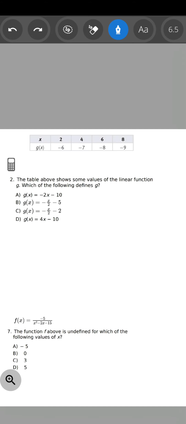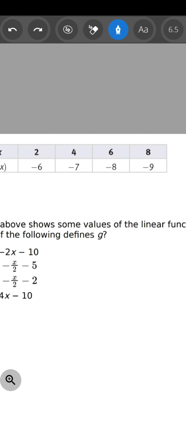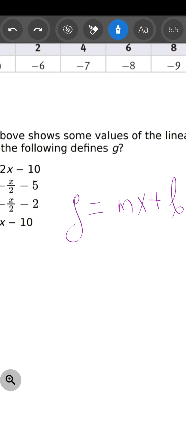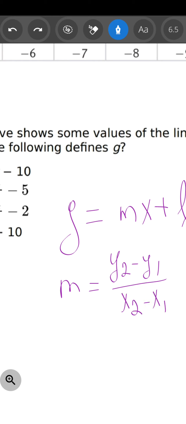According to the condition of this question, the function g is linear. So the slope-intercept equation of this function will be g equals m times x plus b. In that case, m is called the slope of this straight line, and b is the intercept point of this straight line with the y-axis. And we also have the formula for finding the value of slope. It will be m equals y2 minus y1 over x2 minus x1.